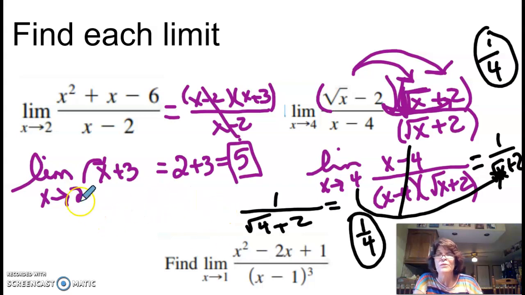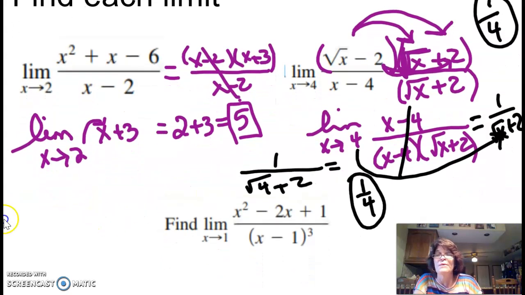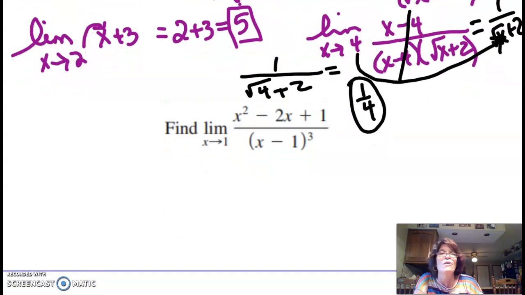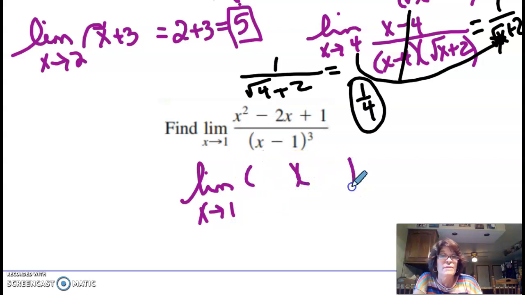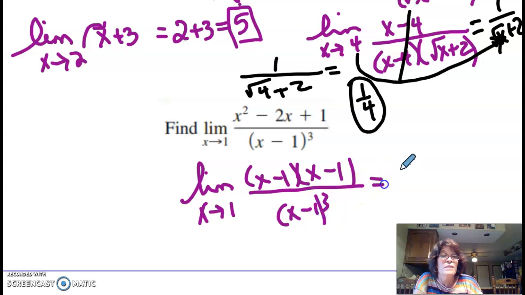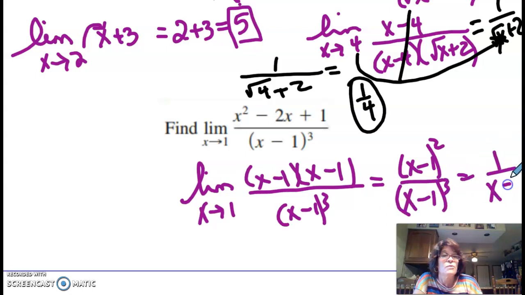This bottom one, ooh, a little tough here to see what to do. Anytime you see a quadratic, you might think, well, it's a quadratic. Let's factor it and see if that leads me anywhere. It's always a good line of defense there to factor. What is that? X minus 1, x minus 1. So it gives me x minus 1 squared over x minus 1 cubed. Well, that's just 1 over x minus 1. Now I'll put 1 in. I still can't. 1 over 1 minus 1, that's 1 over 0.